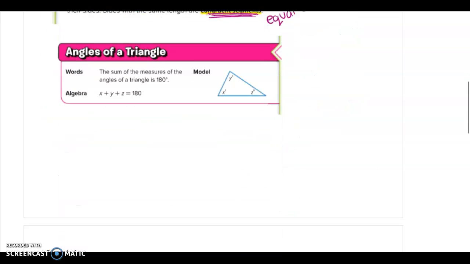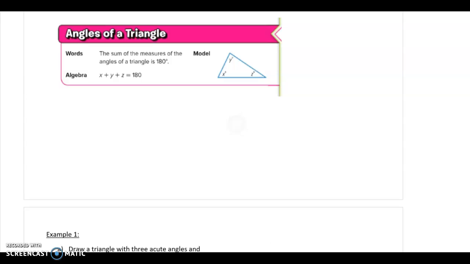All right. Angles of a triangle. Angles in a triangle should always add to 180 degrees, okay? Always. And if we were in class, I'm sure you guys would have remembered this and told me that, but they're going to add to 180 degrees.